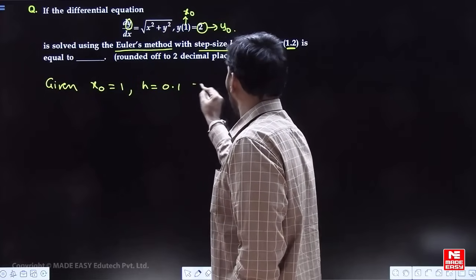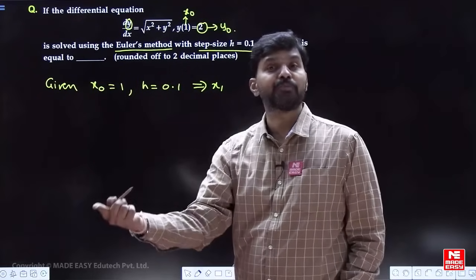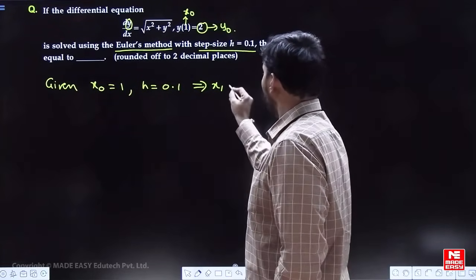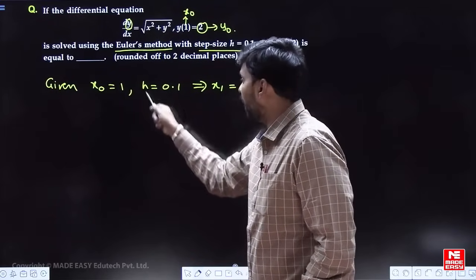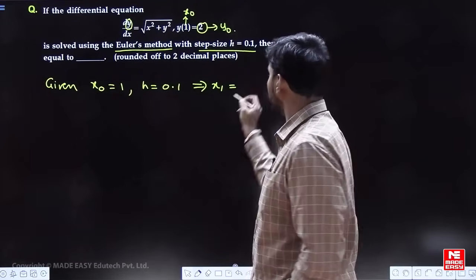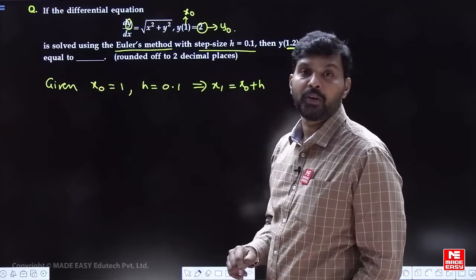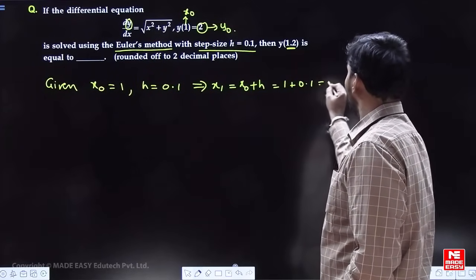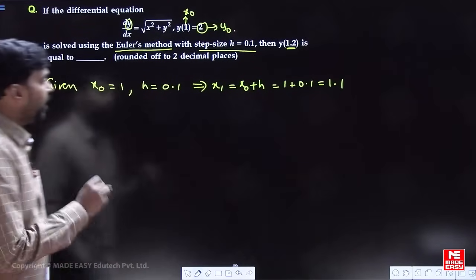So what is the next value of x, that is x1? As the difference between x1 and x0 is h only, if you add h to x0, x0 plus h will give you the next value of x, that is x1. So that is 1 plus 0.1, which becomes 1.1. This is x1.